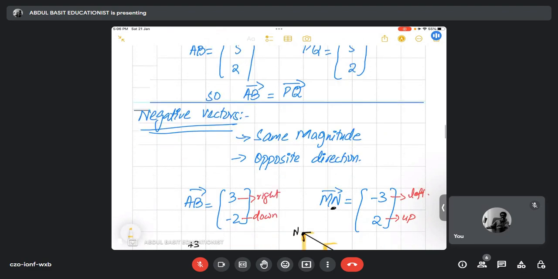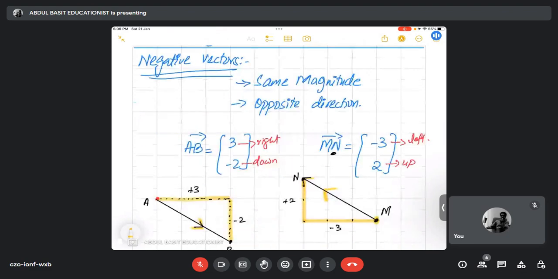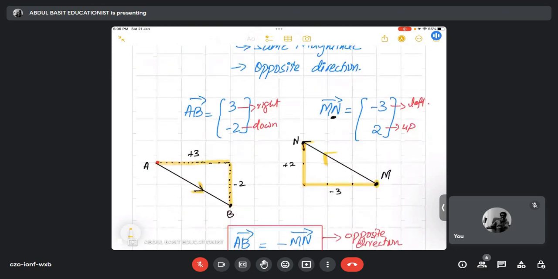Negative vectors differ from equal vectors in only one way. They have the same magnitude as equal vectors, but the directions are opposite. Agree? Look at that, vector A to B and M to N. They both look the same, the black lines, but the directions are different. That is the reason we call them negative vectors.